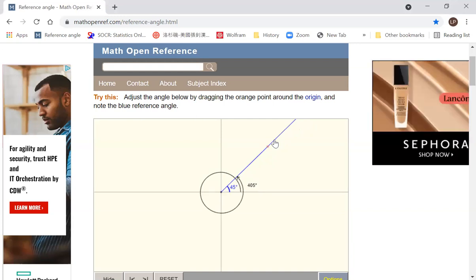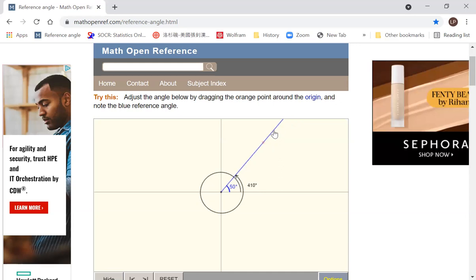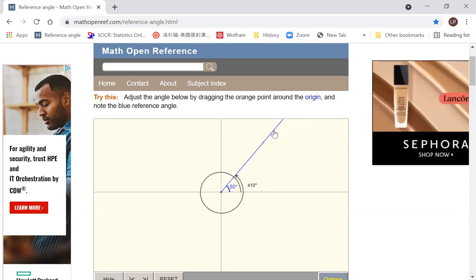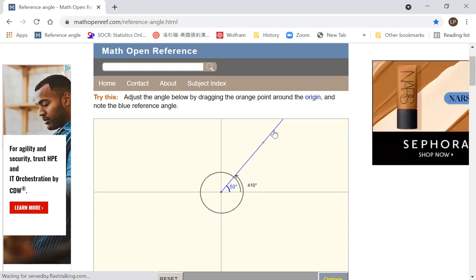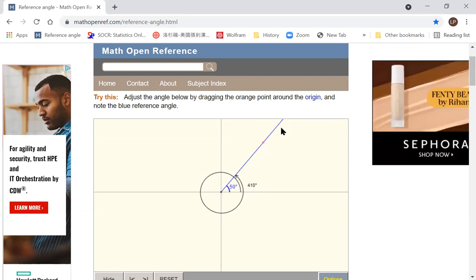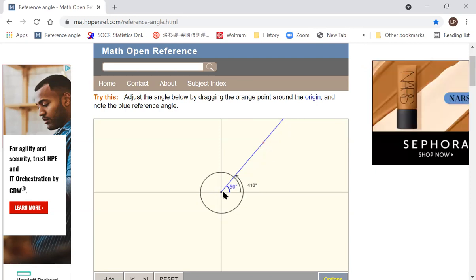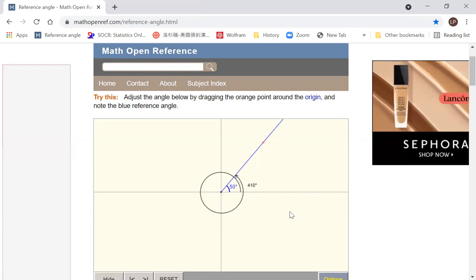Right? You add 360 degrees. Now this time the angle is 410, and the reference angle is what? 50. It is the angle between the terminal and the x-axis, and the smaller one. There's another angle. This one is obtuse. It's larger than 90 degrees, so that's not the reference angle. So this is case number 1. So we are addressing case number 1.